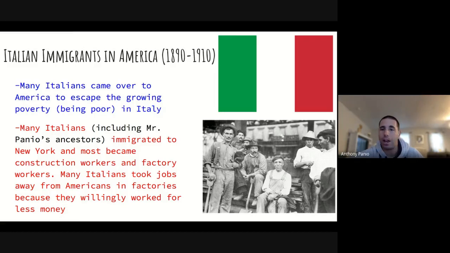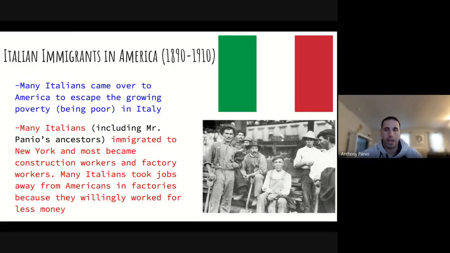And they have a very heavy accent because they're not used to speaking the English language. And that often led to discrimination. Also, many Italians, because they were poor, took jobs away from Americans in factories because they were much more willing to work for less money.